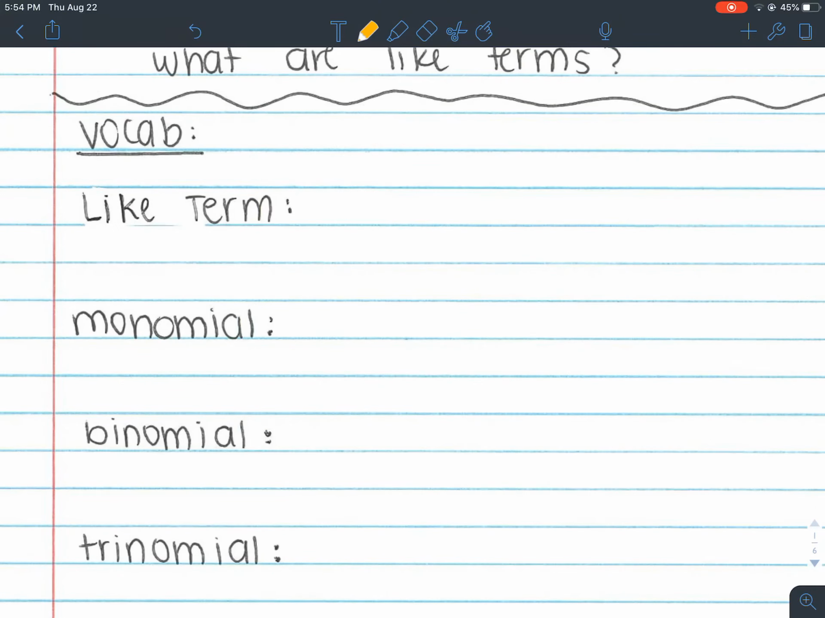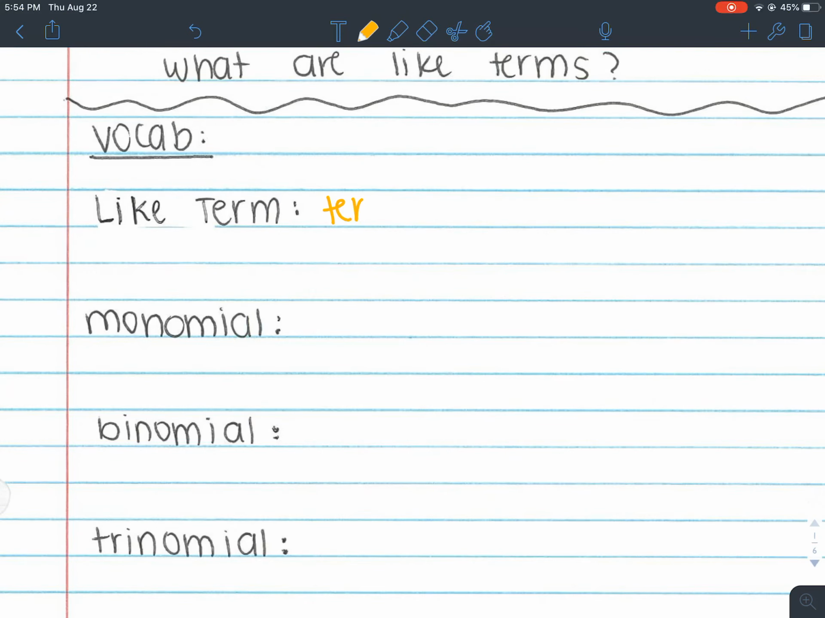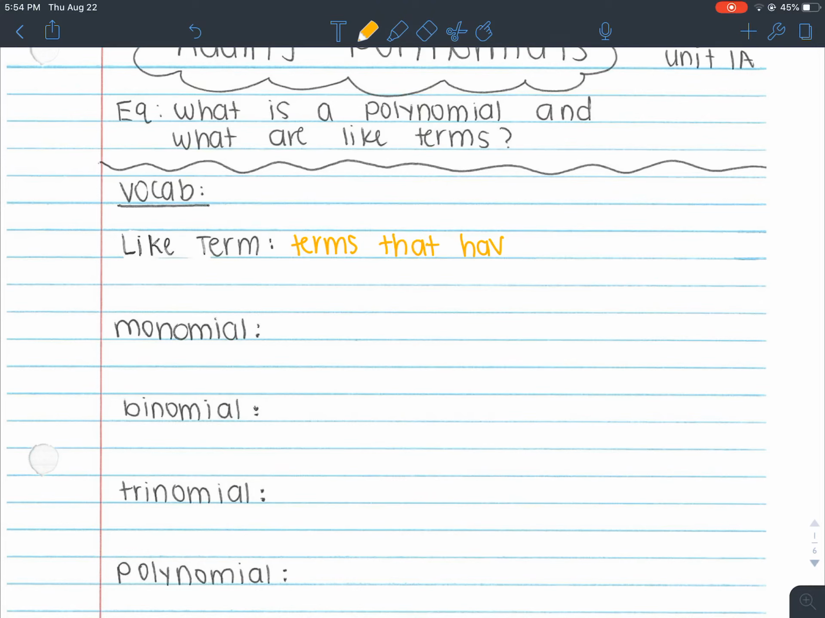So we kind of went over what a like term is, but these are terms that have the same variables and exponents. Okay, so examples of like terms would be 15x and 3x, or 15y and 5y, or negative 2x and 3x. So those are all like terms.